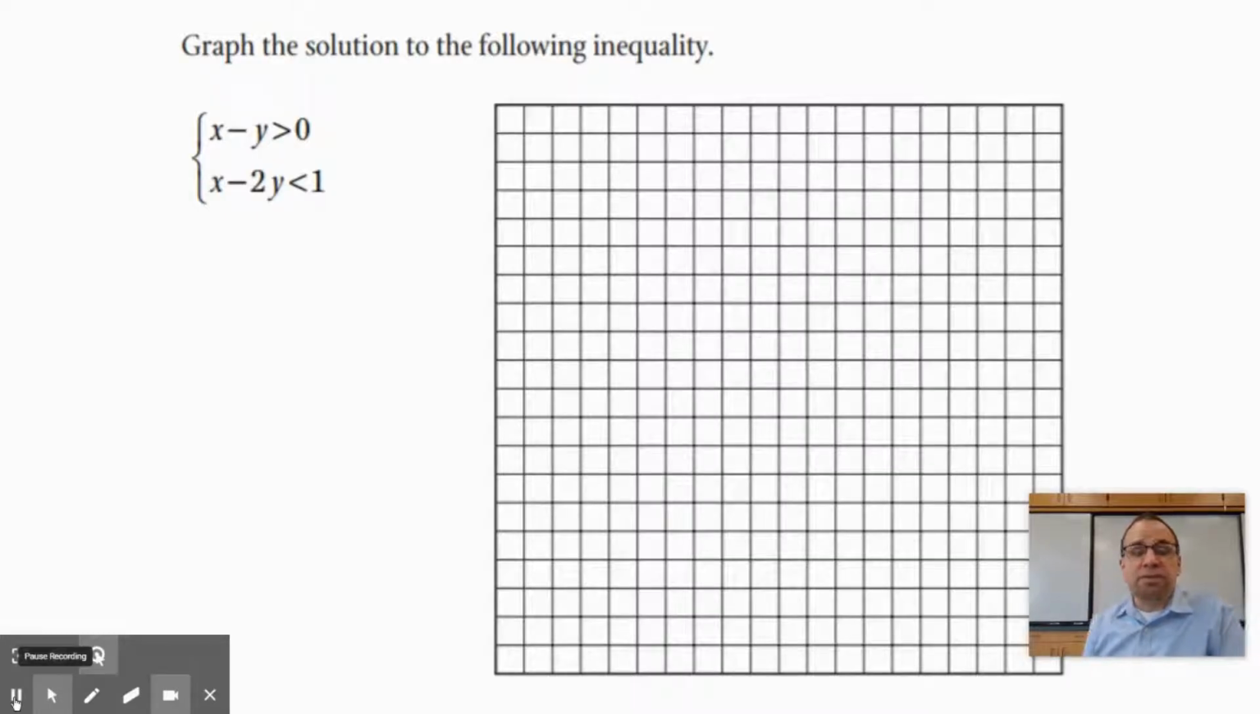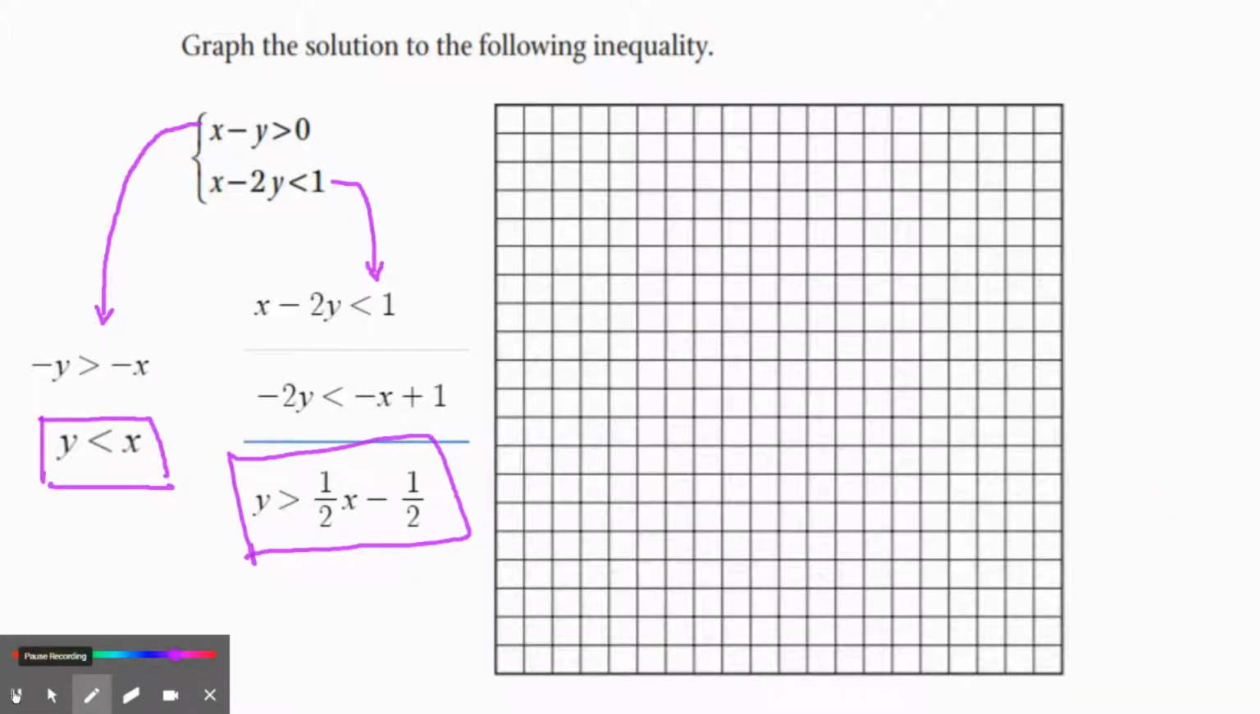Hey math fans, we're on section 2.2.2. Graph the solution to the following inequality: x minus y greater than 0 and x minus 2y is less than 1. So the first thing you want to do is put both inequalities into slope-intercept form, which I've done and circled in the purple box.